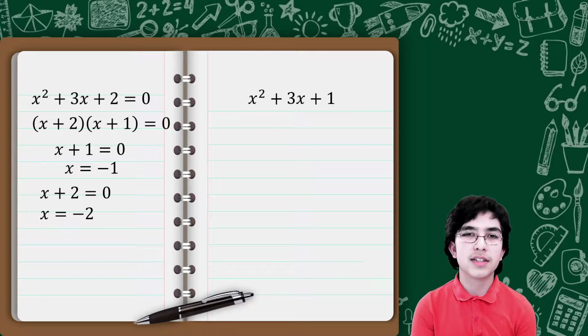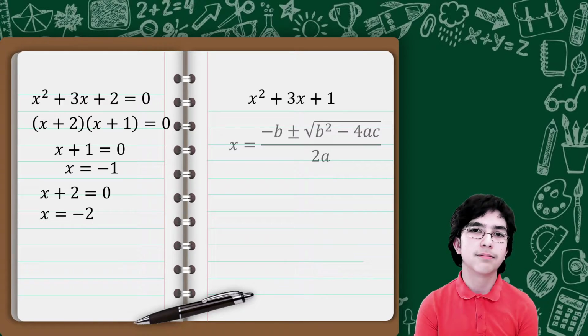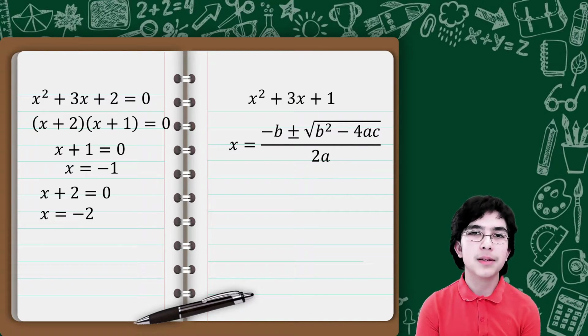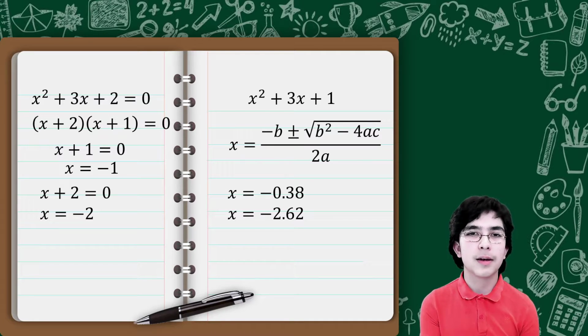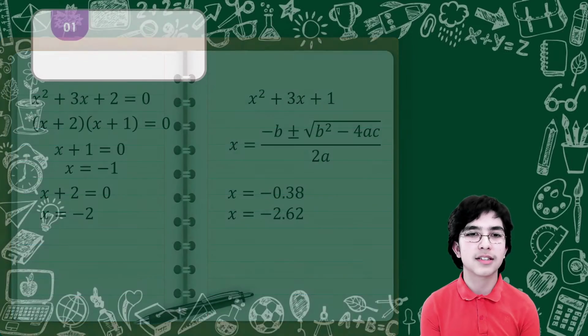The other way to do it, if you can't factorize something, if there are no available factors which add up, you'll have to put it into the quadratic formula. Minus b plus or minus root b squared minus 4ac over 2a. If you slot the values, a being the number before x squared, right now it's 1, b being the number before the regular x, so it's 3, and c being the third number, which is 1, you'll get to your values. So the values here are minus 0.38 and minus 2.62.